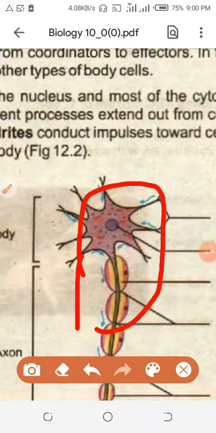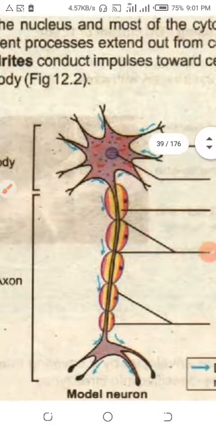Why is the nephron not the structural unit of the kidney? Because there are parts of the kidney which are without nephron. Which part of the kidney is without nephron? The renal pelvis, the cavity. Which parts of the kidney consist of nephron? The cortex and the medulla. Why is the neuron the structural and functional unit of the nervous system? The neuron is the structural and functional unit of the nervous system.